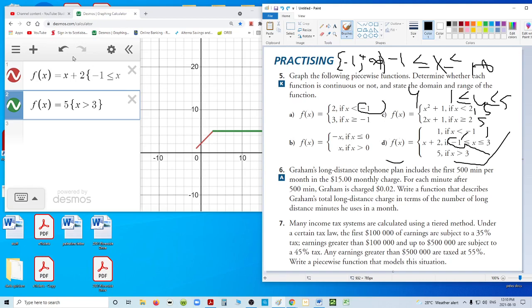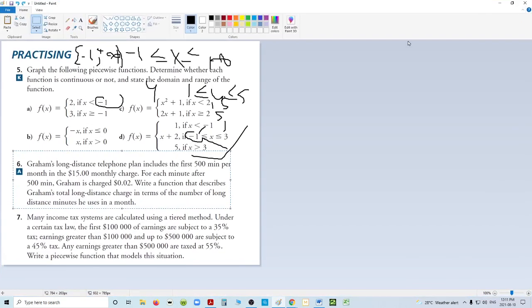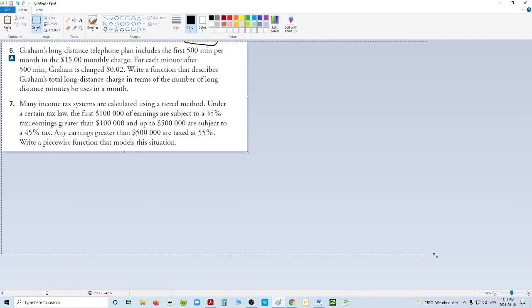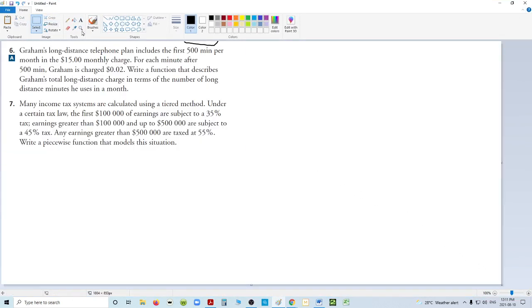Then they go to a practical example, number 6. So I'll enlarge it. They say Graham's long-distance telephone plan includes the first 500 minutes per month in his charge. So how's that written? It's just saying for your first 500 minutes, you've paid $15. You get 500 minutes free. For each minute after 500, so that means bigger than, he's charged 2 cents.